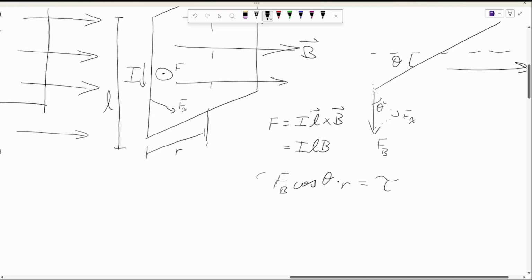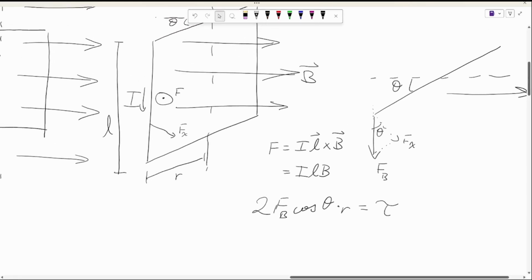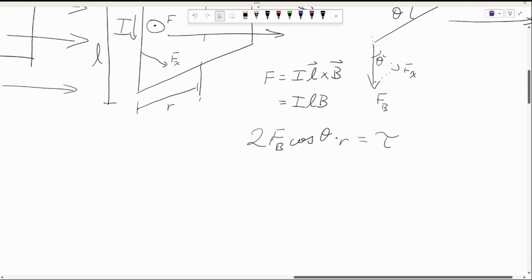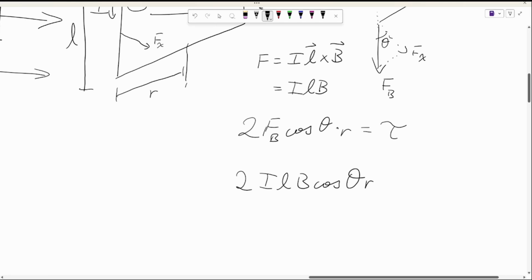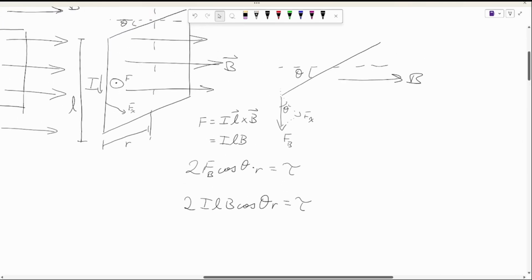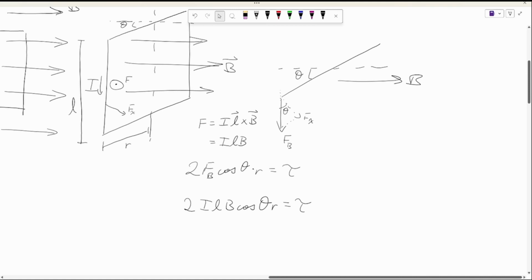And of course, you'll have to multiply by 2 because we only did the left side of the wire, but the right side of the wire is going to do the opposite thing. It's going to be pushing inwards and also helping. So now, if we substitute in what we got before, 2 times ILB cosine theta r is equal to torque. Alright, and that should be the motor sorted.